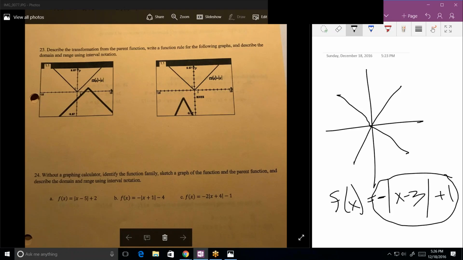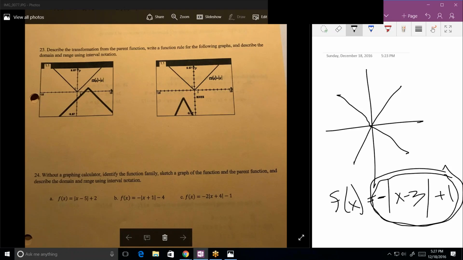First of all, we saw, was there a reflection? Yes, there's a reflection over the x-axis. So I need a negative sign in front of the function. And then there's also a horizontal shift and a vertical shift. So this is what you need.